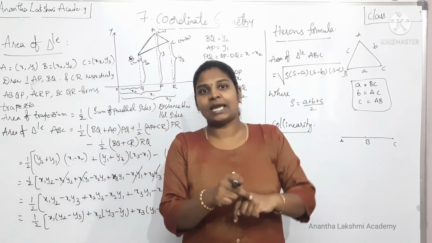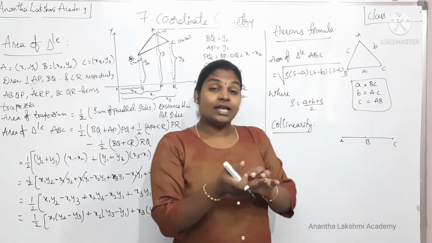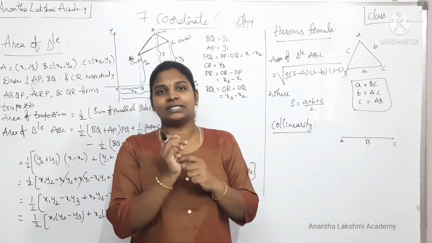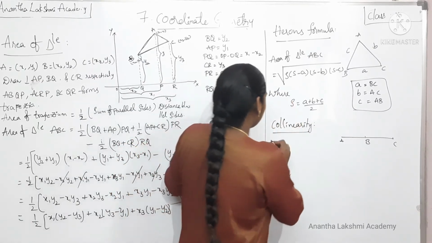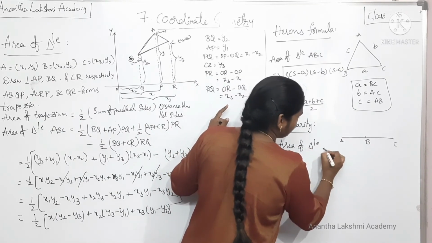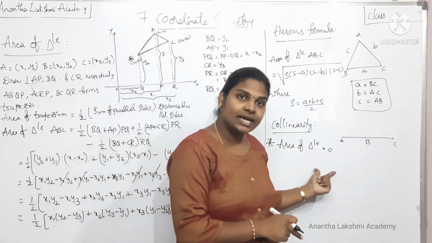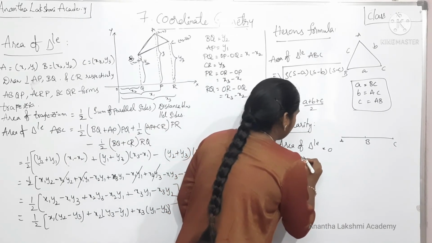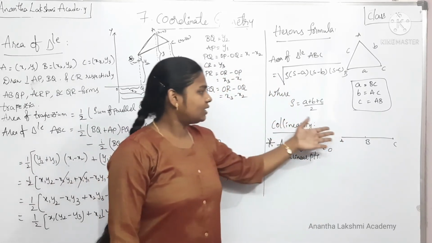Now you will have different types of questions wherein they will ask, if the area of the triangle is 0 or if the points are collinear, figure out one of the variables. That is the way they will be asking. So for collinearity, always remember, when the points are collinear, the area of the triangle is equal to 0, because you cannot form a triangle with collinear points. Hence, the area of the triangle for collinear points is 0. Alright, so that is about collinearity.